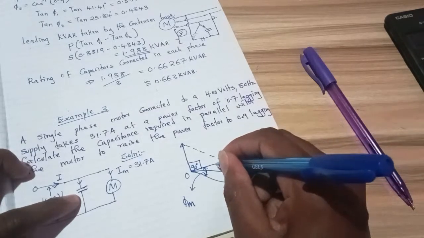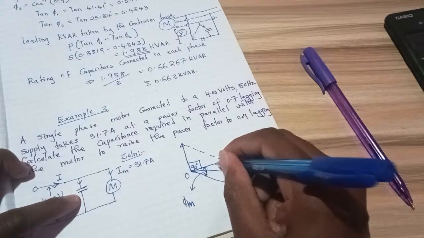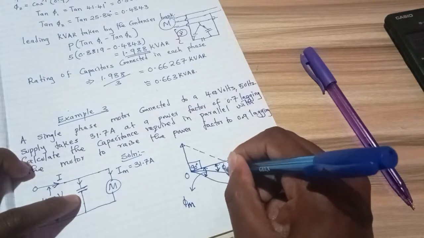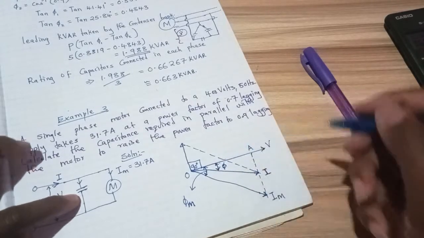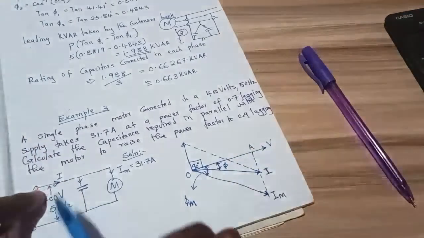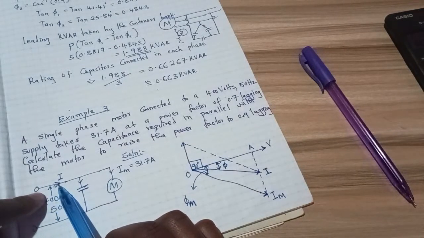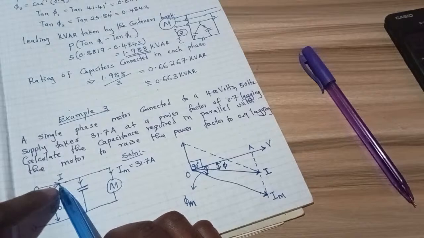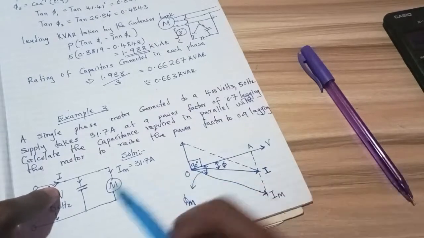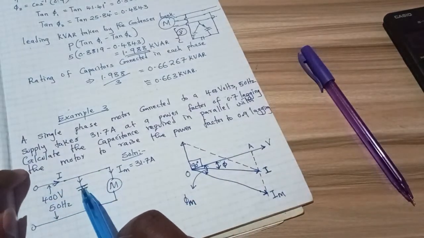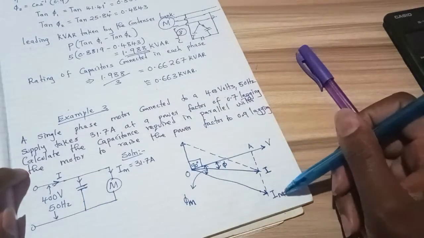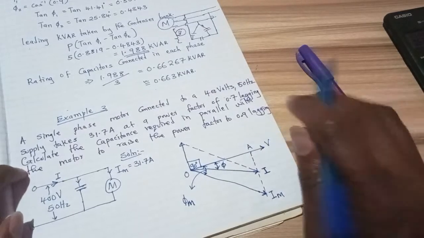Then we have our initial angle phi. That's our initial angle phi, and that is the angle between the voltage and the current. So this angle phi is the phasor angle at our initial current, between voltage and our initial current. Then the angle phi m is the angle after you've connected your capacitor. So phi m gives the relationship between the motor current Im and the supply voltage V.